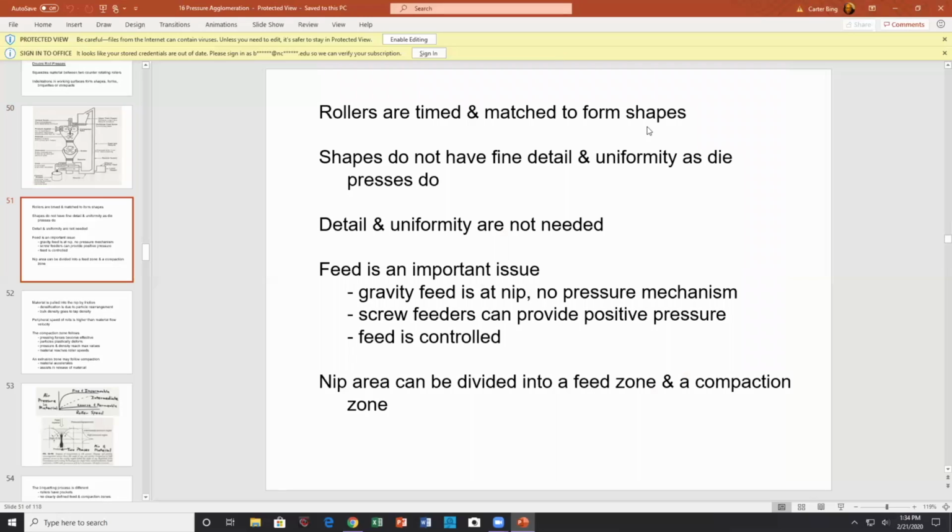Rollers are timed and matched to form shapes. Shapes do not have fine detail or uniformity as a die press, right? Detail and uniformity is not needed for, say, fertilizer pellets.